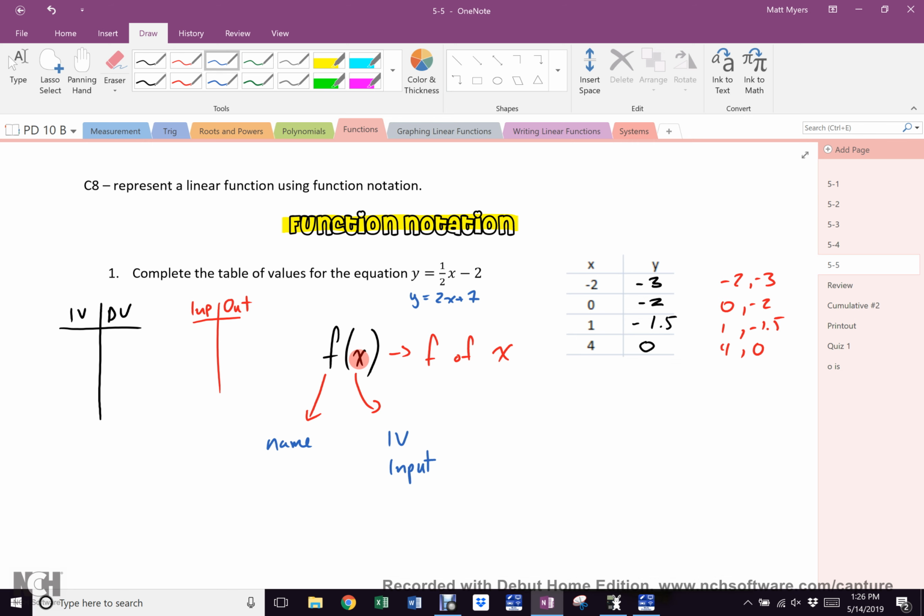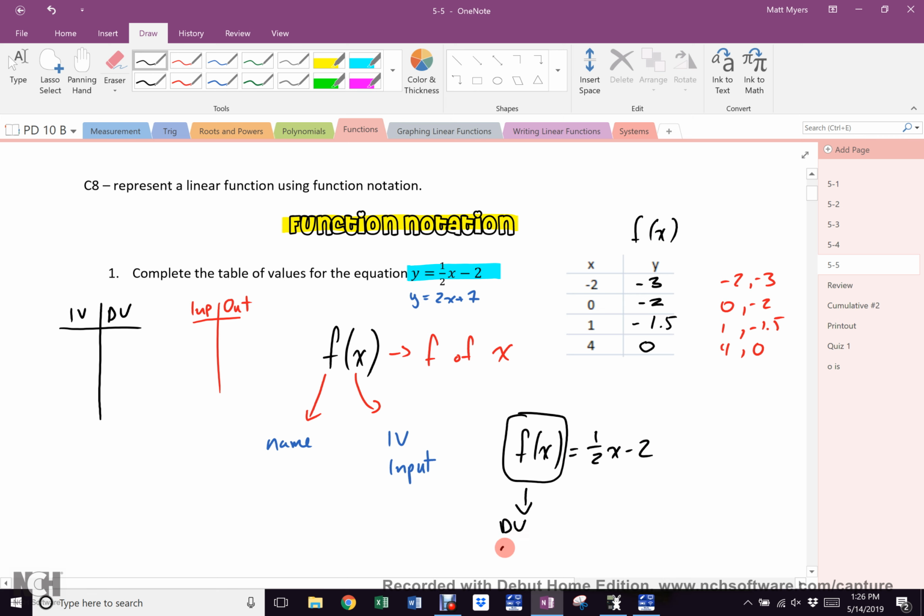All right? So, what really happens with this is it is called f of x equals 1/2 x minus 2. And this is no longer y. What does this become? F of x. Because this is my DV and my output.